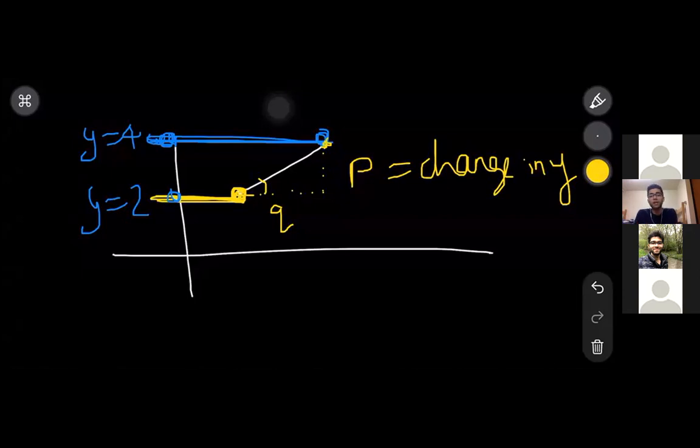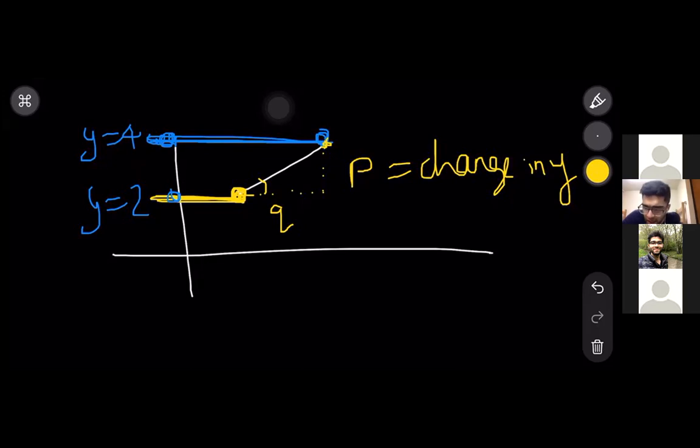Can somebody type in the chat what is Q? Using this similar language, can we think of a way to represent Q? Just like how we represent P as the change in the y coordinates over the interval. Very good. It is the change in the x-axis. Perfect. Yeah, I'm getting a lot of answers. Very, very happy about that.